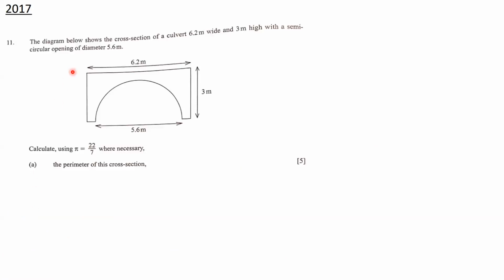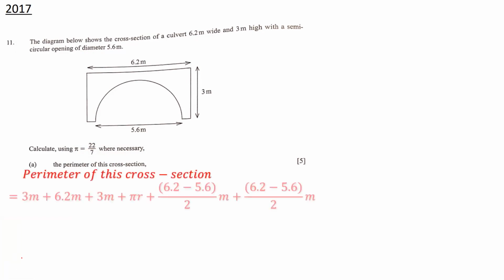Okay, so here it says the diagram below shows the cross-section of a culvert 6.2 meters wide and 3 meters high, with a semicircular opening of diameter 5.6 meters. Calculate, using pi as 22/7 where necessary, the perimeter of the cross-section. Well, let's first lay out or outline the perimeter of the cross-section. So here, the first thing we notice is that we can go in this direction.